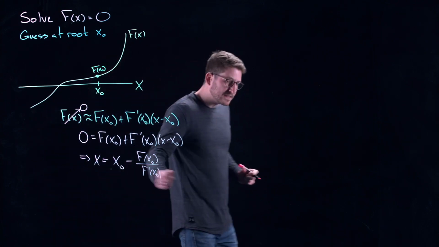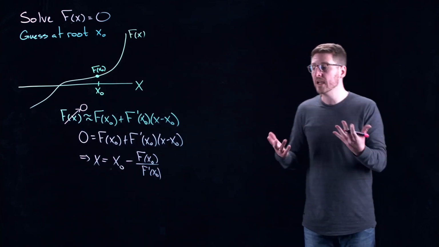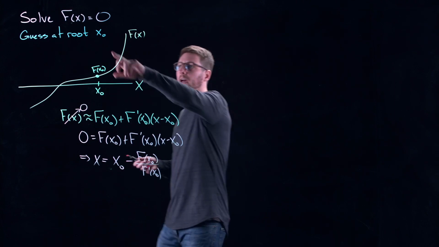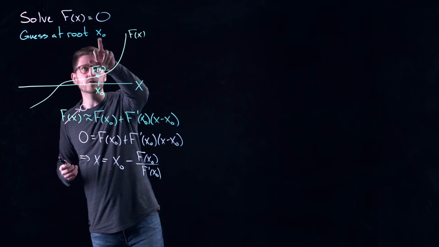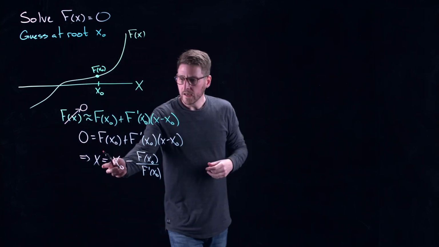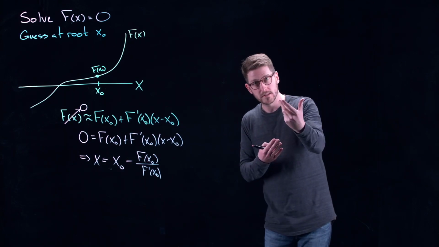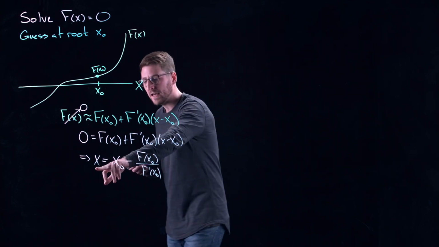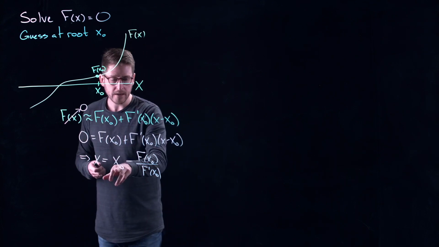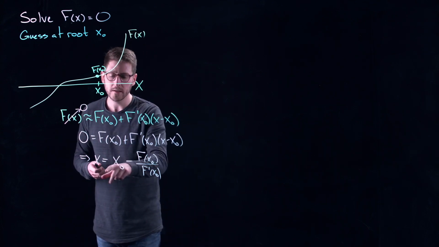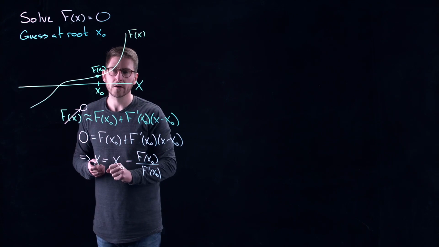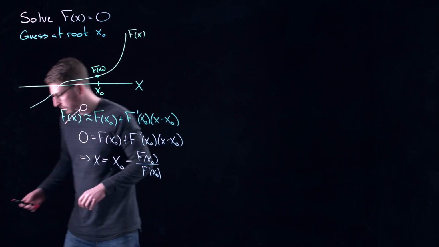And what this does is it gives me a way of updating my information. I said, I think that my root should be at x_0. And then I use Taylor's theorem in order to update this guess. I say, actually, I can refine that guess. If I plug x_0 into this equation right here, I will get a better approximation of that root.